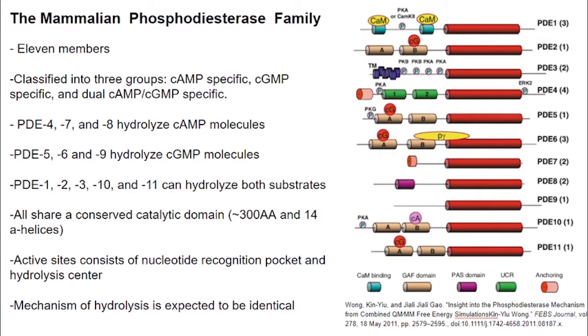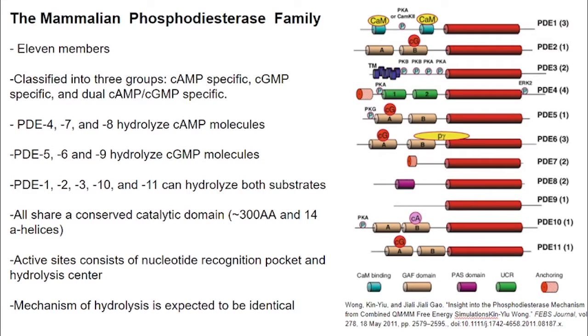And then we want to make sure that we're sort of looking at this cGMP specific group, of course, because it contains our enzyme, PDE-6. And the last group is PDEs with dual specificity for both cAMP and cGMP. And that includes all the rest of them, so PDE-1, 2, 3, 10, and 11.